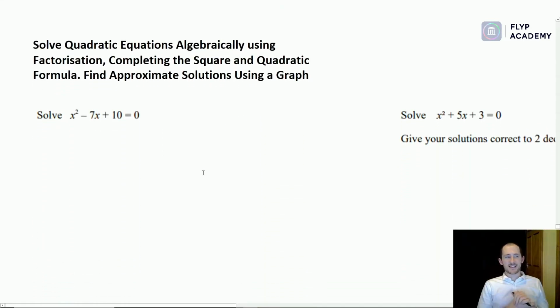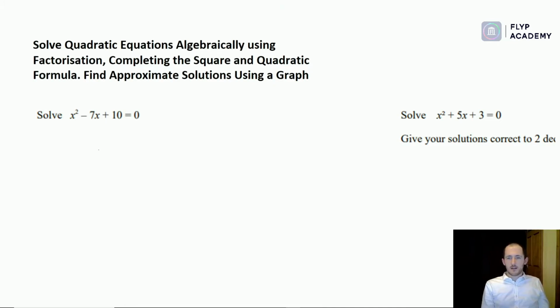Now, solving quadratics. This is a big, beefy part of your spec. It's incredibly common, comes up all of the time, in multiple questions, sometimes just like this, or sometimes as part of a bigger question, okay? So you need to be able to use factorization, completing the square, quadratic formula, and I have 3 different equations, because we're going to use all 3. So, let's do factorization first.